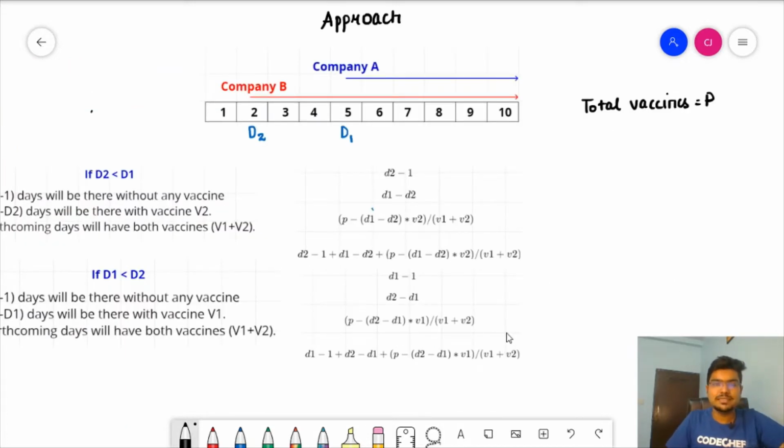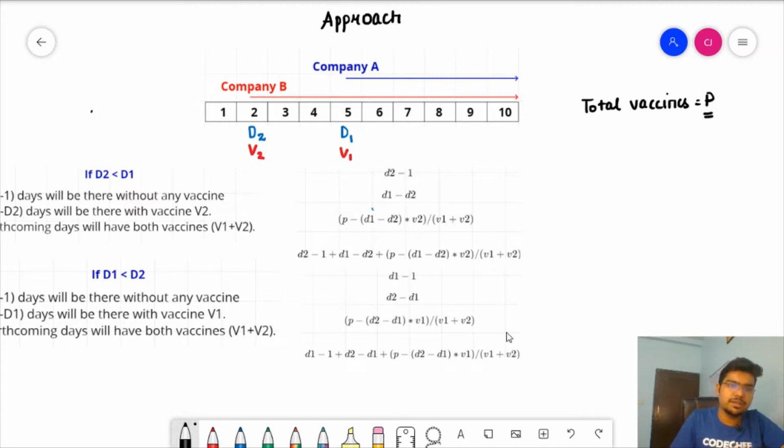Okay, so now let's see the approach of this particular problem. We have maintained the following timeline, and we'll try to develop the formulas according to this timeline. We'll consider all the possible cases. So let us take the general case that we require P vaccines, right? So we are generalizing the whole thing. We require P vaccines, and company A starts on day D1, and company B starts on day D2, and company A can make V1 vaccines and company B can make V2 vaccines each day, right? So this is the generalized version.